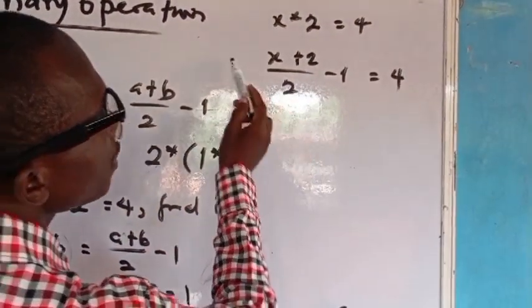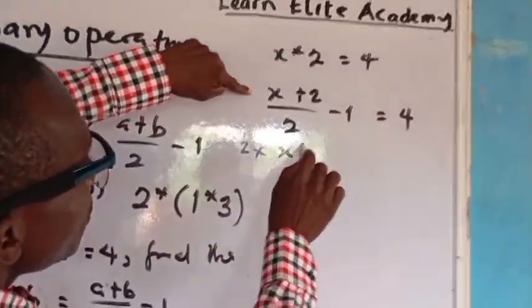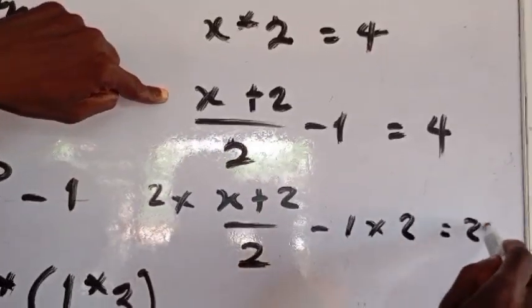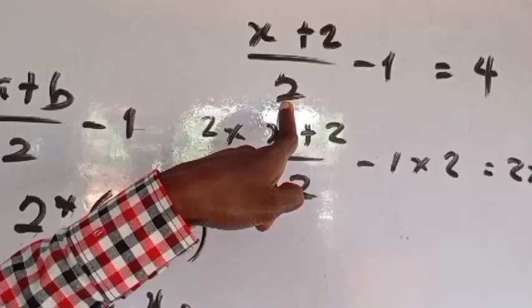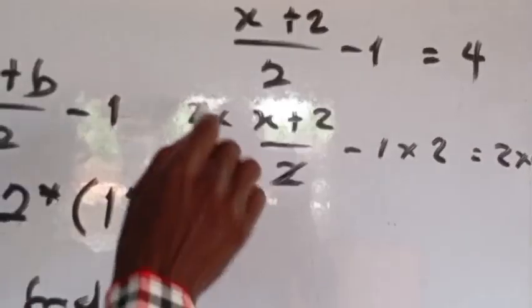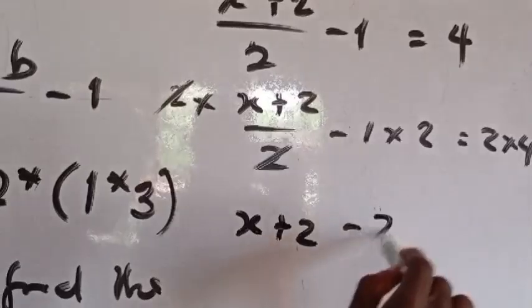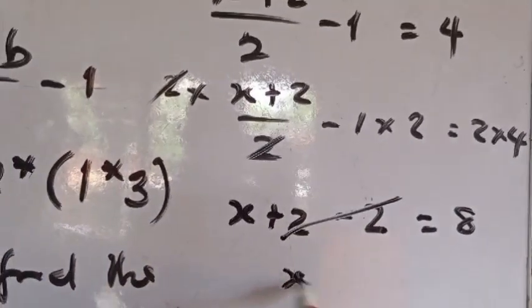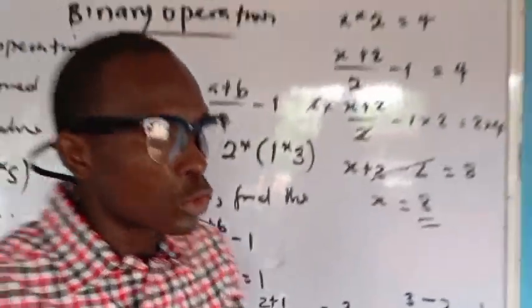So you multiply both sides by 2. Use this 2 to multiply everything. So if I use this 2 times X plus 2 over 2 minus 1 times 2 equals 2 times 4. I multiply everything by this LCM. So these 2 can cancel this. It will be left with X plus 2 minus 2 equals 8. So 2 minus 2 have cancelled. So X here becomes 8. That is all.